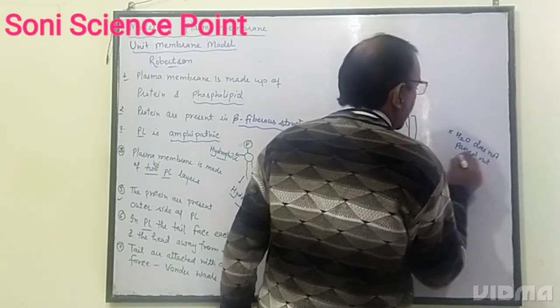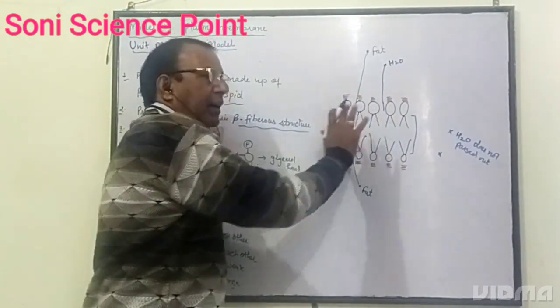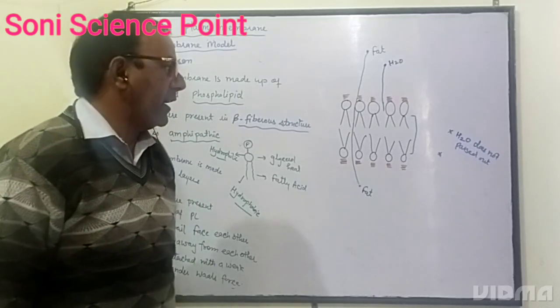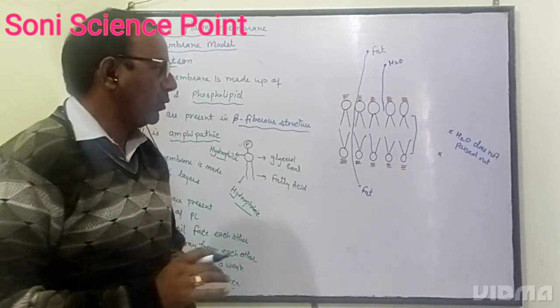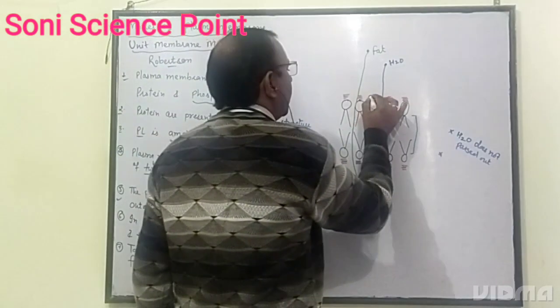Third one, there is no movement that can be seen in the phospholipid and protein layer. If there is no movement between phospholipid and protein, then we can say that. Suppose we take the example of this one.